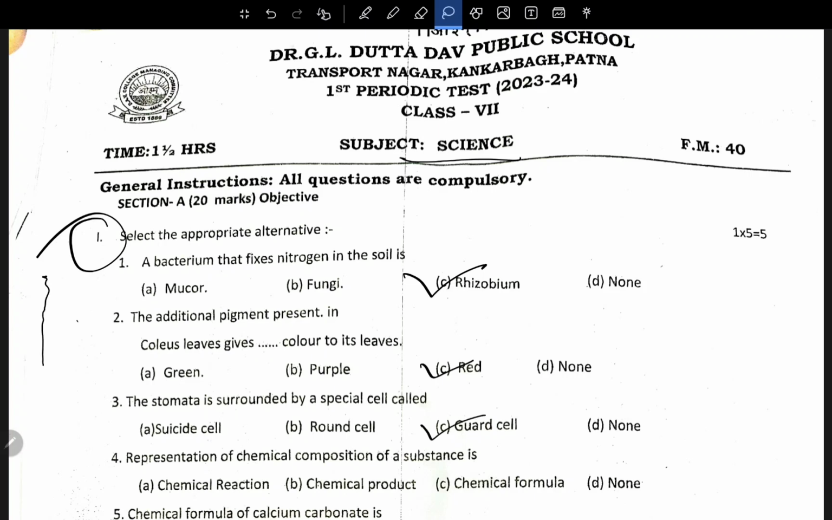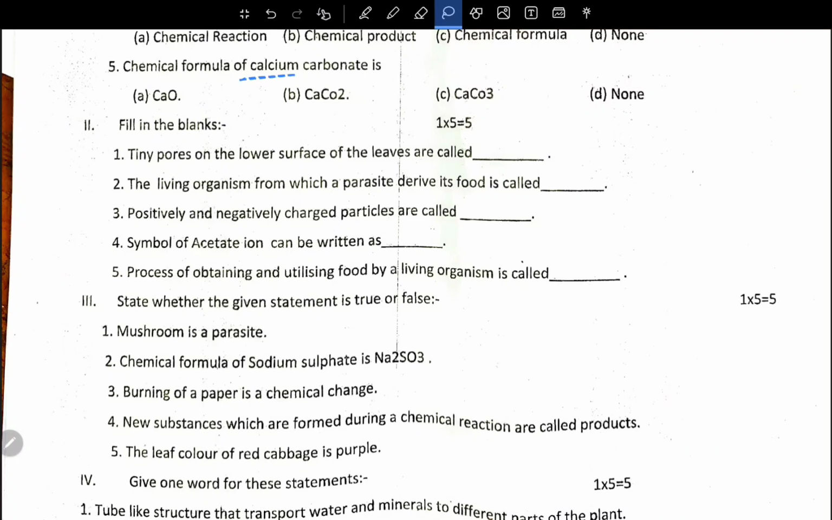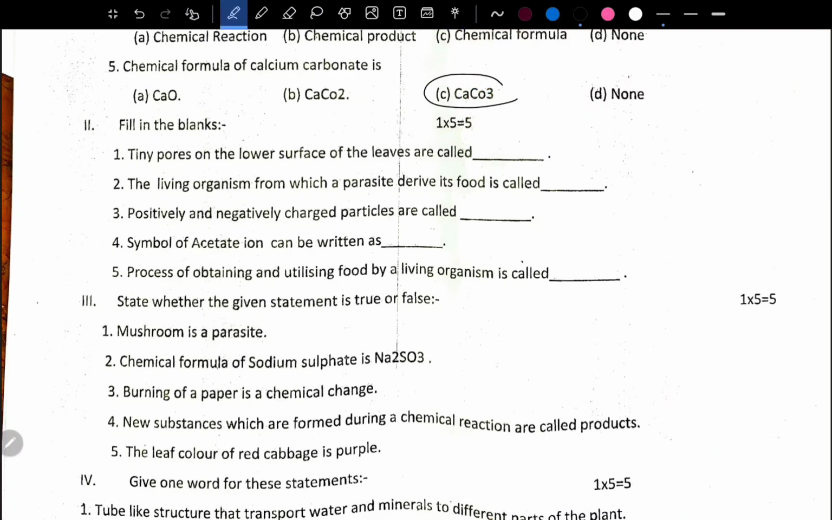The representation of chemical composition of substance is called chemical symbol. This is chemical symbol. The chemical formula of calcium carbonate is CaCO3. Fill in the blanks. Tiny pores on the lower surface of the leaves are called stomata.